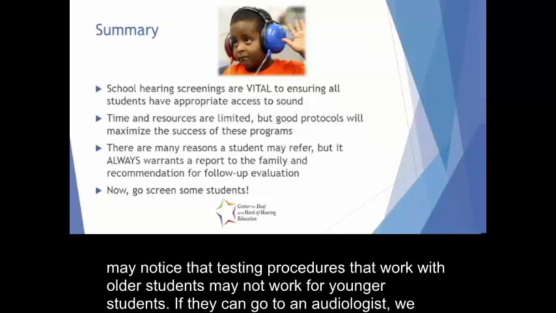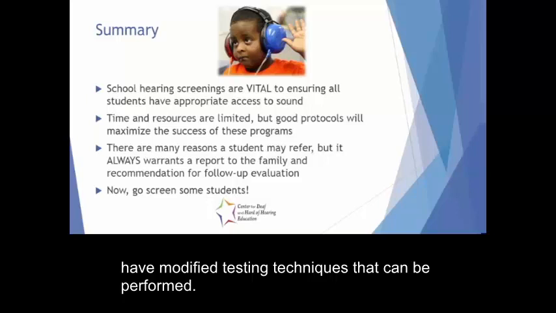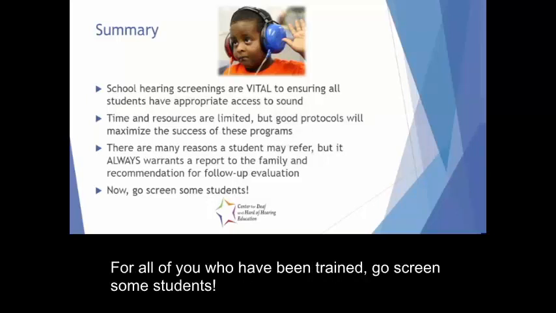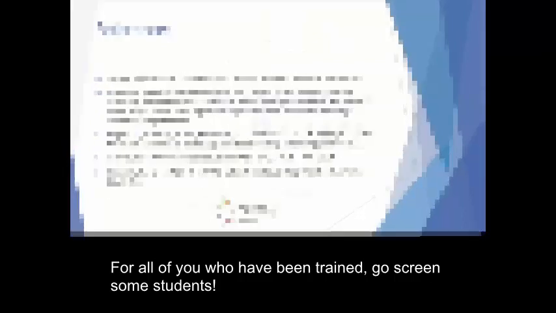You may notice that testing procedures that work with older students may not work for younger students. If they can go to an audiologist, we have modified testing techniques that can be performed. For all of you who have been trained, go screen some students.